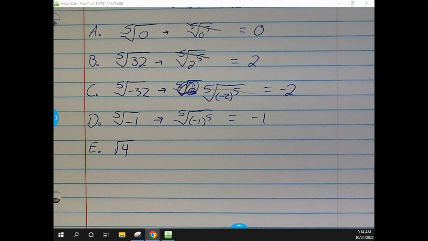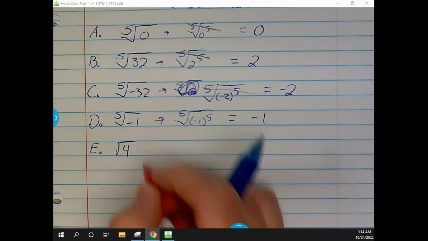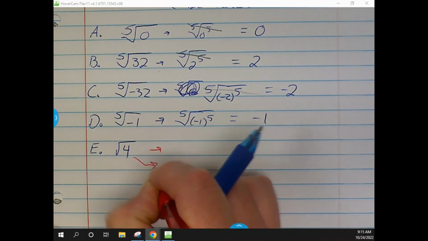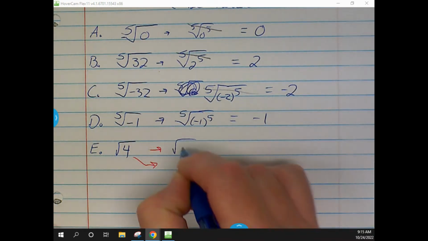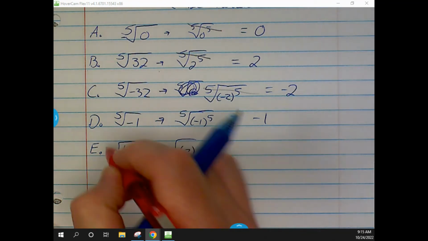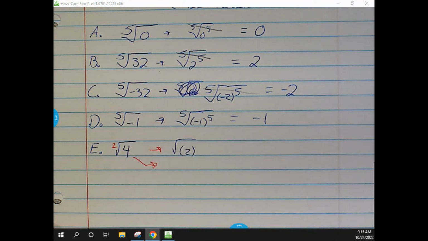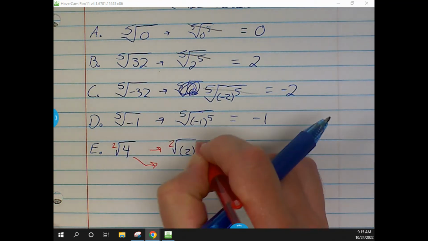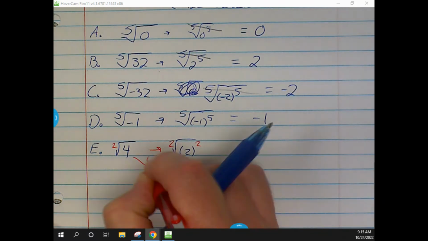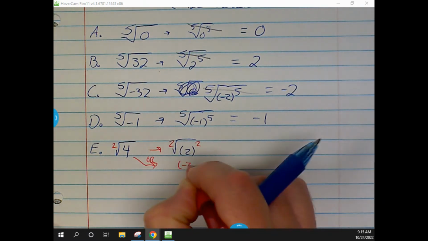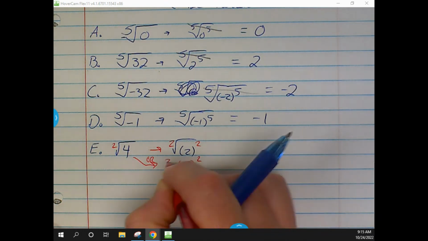Square root of 4. All right, now here's where the absolute value part of it kind of comes in for this one. We know that square root of 4 is 2. Okay, but here's the thought process on this one. Because again, if it's square root of 4, technically this is the second root. So it could be 2 squared. It also could be negative 2 squared.